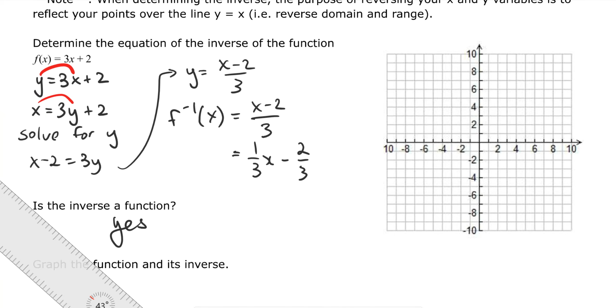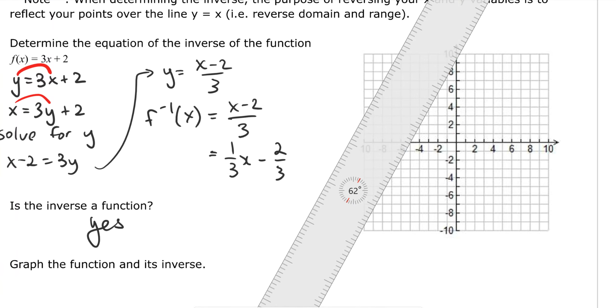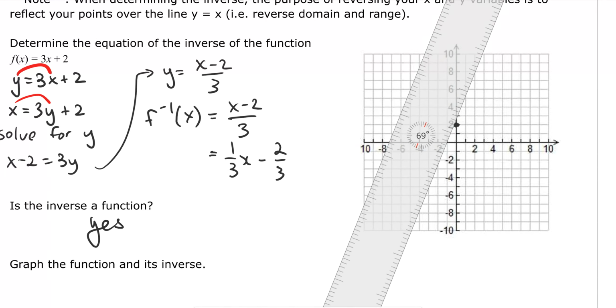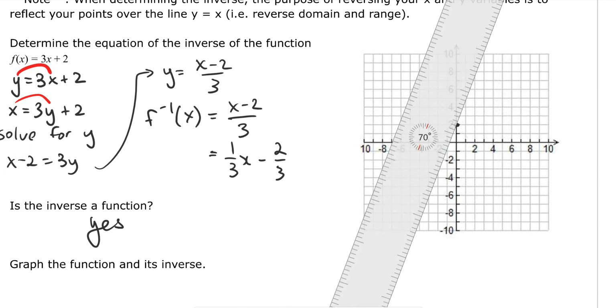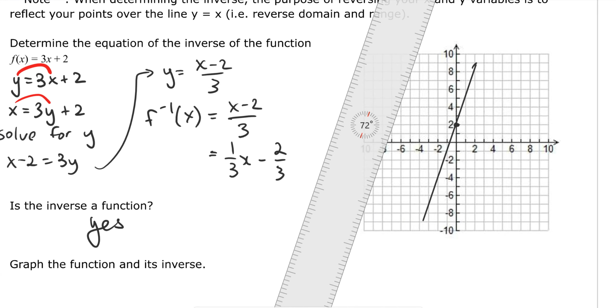So let's look at 3x plus 2. So this is a line, the function is 3x plus 2. So this is a line with a y-intercept of 2 and a slope of 3. So rise over run is equal to 3. And if I can do this right, I think that should work. Okay, so there's my line, y equals 3x plus 2, so f of x equals 3x plus 2.